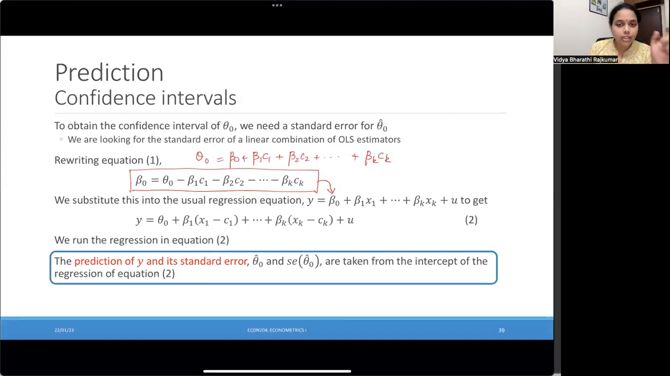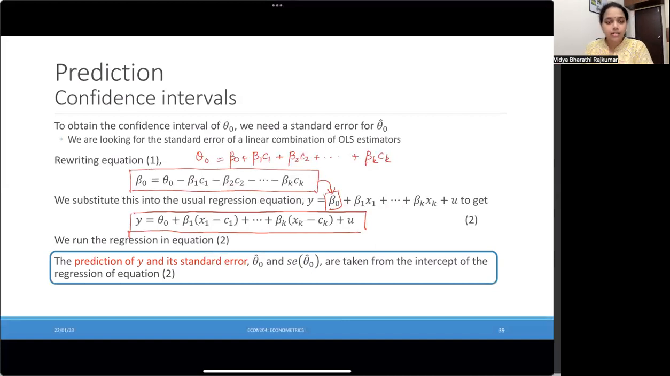In place of beta naught, I substitute this expression. And you see how there's a minus beta 1 c1 and then there's a plus beta 1 x1 here. Minus beta 2 c2 plus beta 2 x2 and so on. So y can now be rewritten like this. Work through the algebra and you'll see how that works.